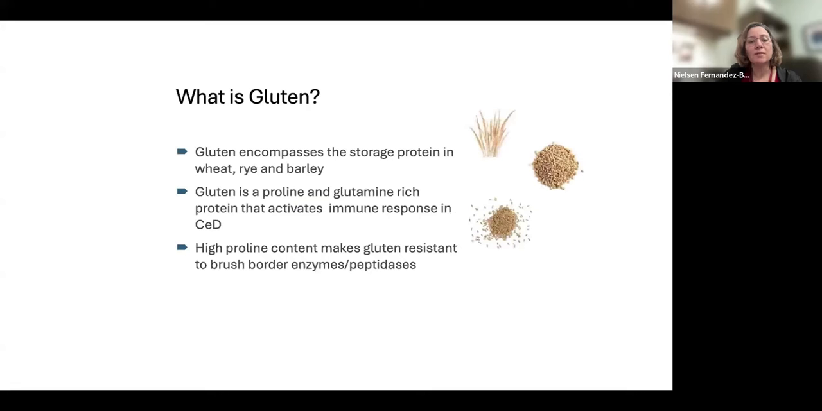So let's start with what is gluten. Gluten encompasses the storage protein in wheat, rye, and barley. It is a proline and glutamine rich protein that activates immune response in celiac disease. And it has a high proline content that makes it resistant to the brush border enzymes in the intestine. So it gets broken down so far, but there are chunks of it that remain, and those small segments of the protein are able to activate the immune response.